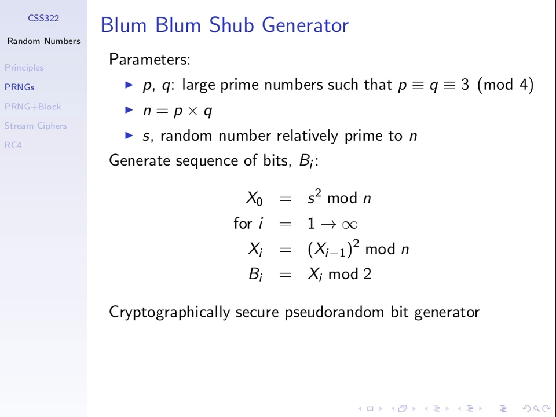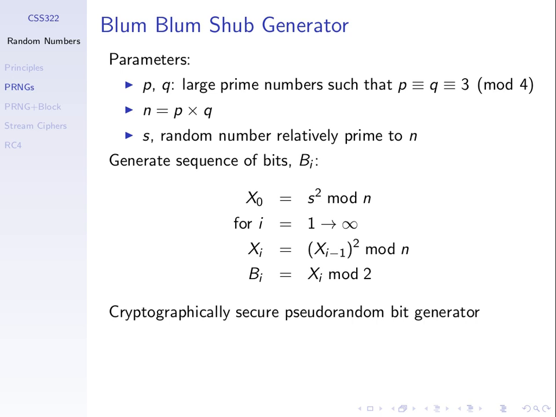So the user chooses p and q. There's a way to calculate both n and s from that. And then n and s are used in the algorithm to generate a sequence of bits. You initialize x0 to s squared mod n, and then you go through a loop. These are both inside the loop. So for i equals 1 to infinity, you want to generate an infinite sequence of pseudo-random bits.